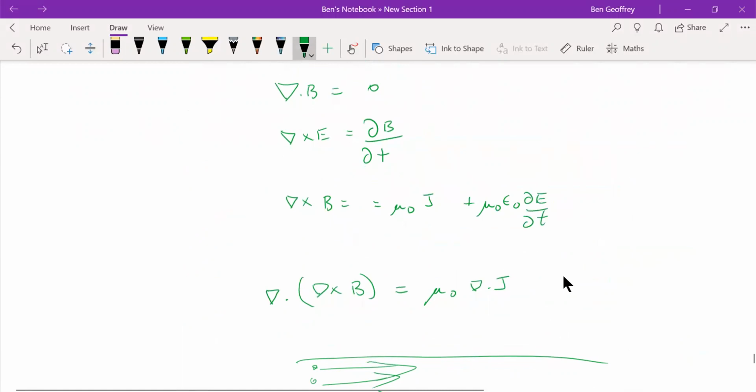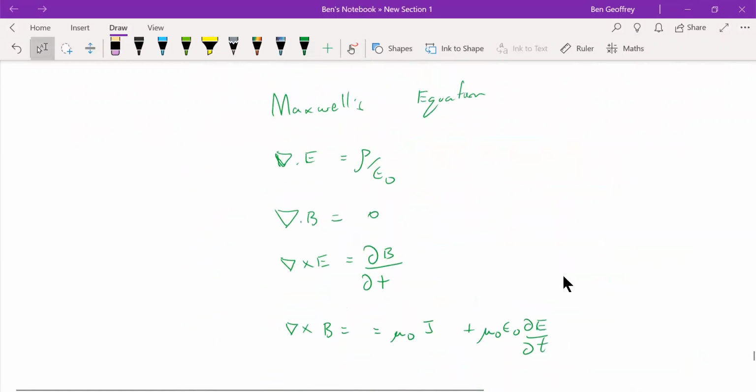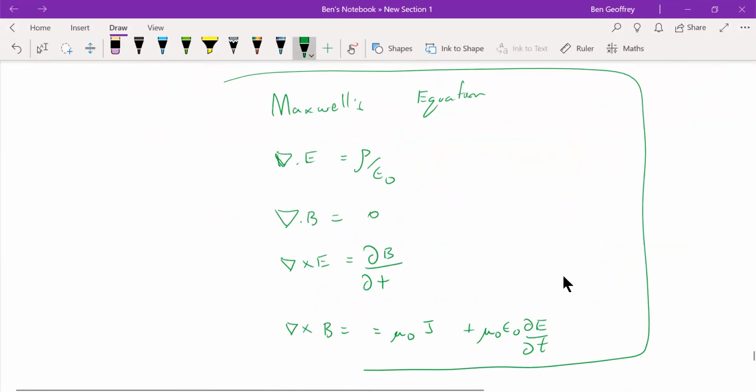So these are your four Maxwell's equations, and in the next lecture we will continue to develop these and understand these, and how they apply in our problems.